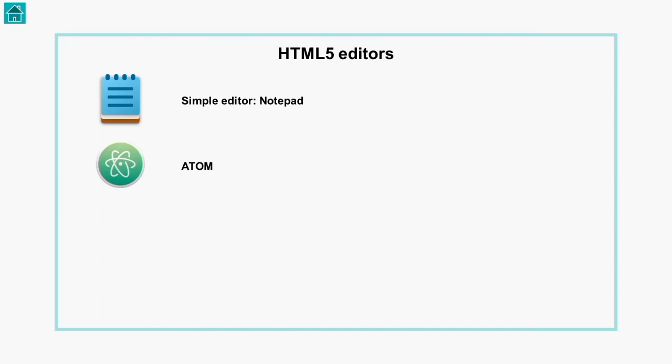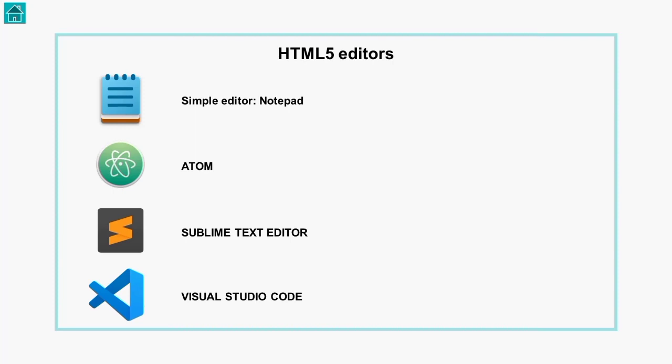Second, Atom. This is also an excellent editor. Third, Sublime Text Editor. It's much better than Atom, but it's still not the one I prefer and strongly recommend. The most premium quality and highly recommended editor that I urge you to install and use is Visual Studio Code. It's one of the most powerful pieces of software out there and by far the most useful. So, Visual Studio Code is the editor that I personally recommend and that I will be using during this course.